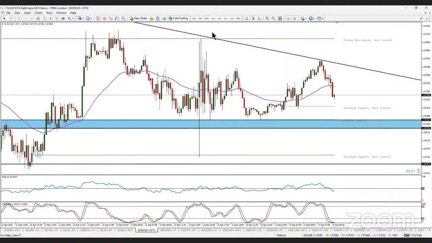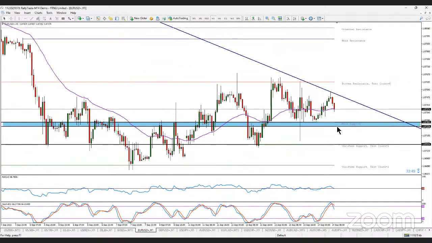If it's not able to break, you can take a picture. Just see if this support is too strong and does not allow the price to break through it, and then the price starts to push back up. What is probably happening is the price was coming down, then it went up to this trend line, then it's coming back down again. And look at my RSI going below 50, and the stochastic RSI has already crossed.